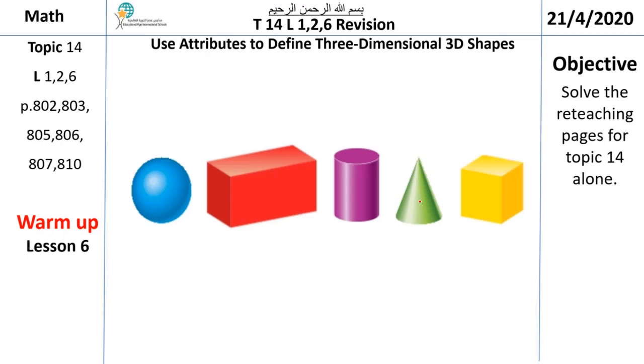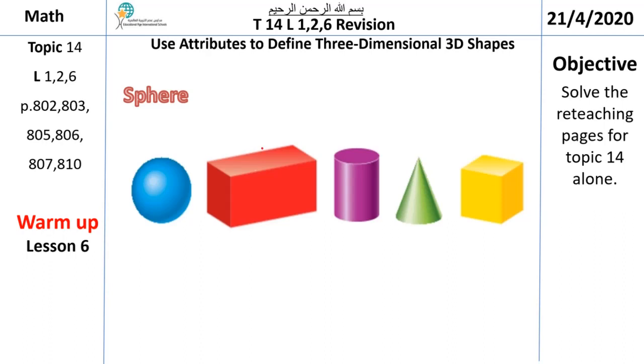It's an object, a real object, not like a flat shape. So these are real objects. I can hold them with my hands. What is the first one? First one is not a circle, it is a sphere, like the ball.